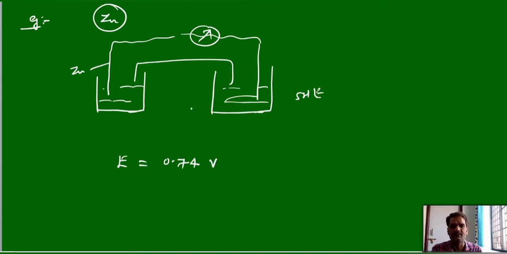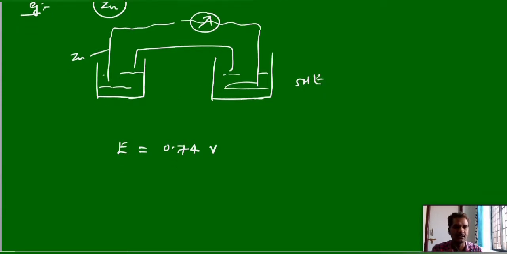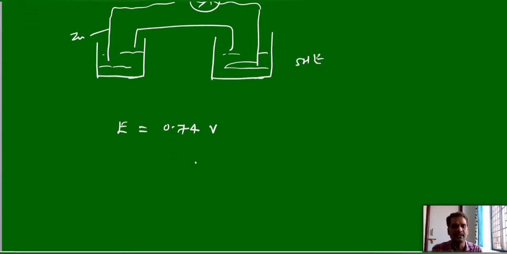Then what is the EMF of the cell? We have the formula: EMF is equal to E cathode minus E anode. In this particular case, zinc is acting as the anode. Here the standard hydrogen electrode we have taken as the cathode. This is the cathodic half cell and zinc is the anodic half cell.